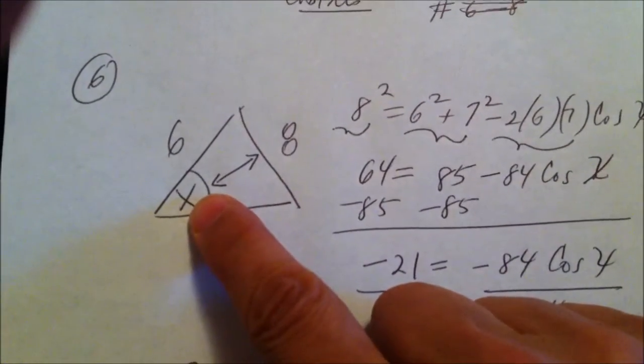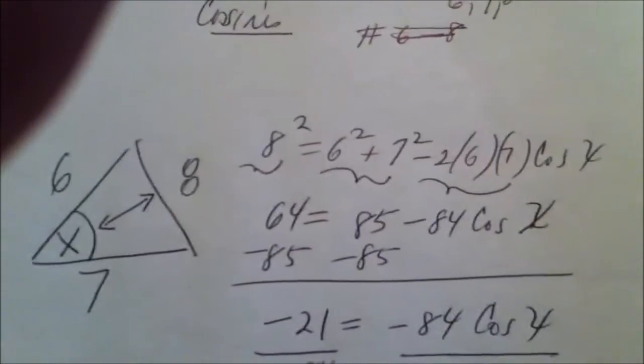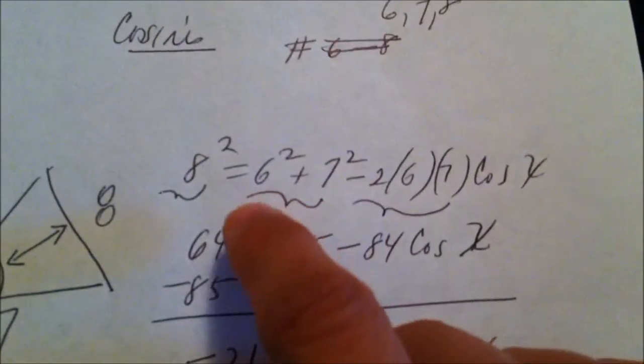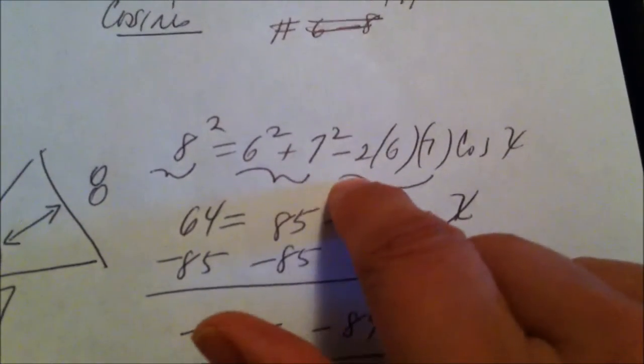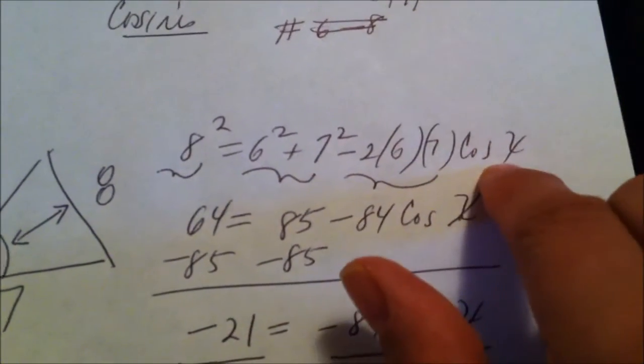So since this angle here is involved, I'm going to start with 8 squared. The other sides will just fall suit, right? So these are the other two sides squared minus the other two sides times the cosine of x.